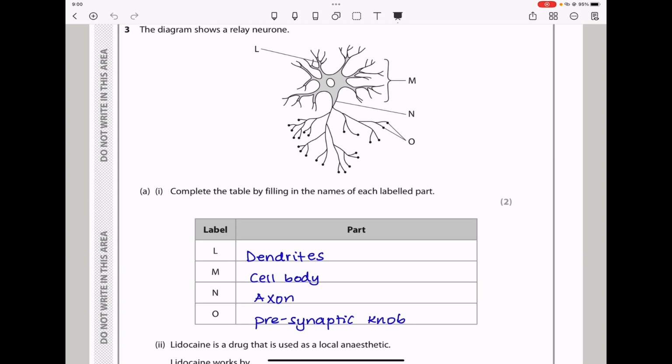Part L, this could be dendrite, but they could allow dendron. M is going to be the cell body, of course. And then N is going to be the axon. Then we have the O, which is going to be the presynaptic node.